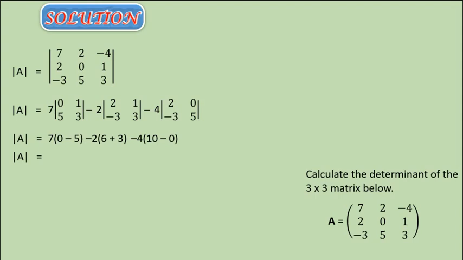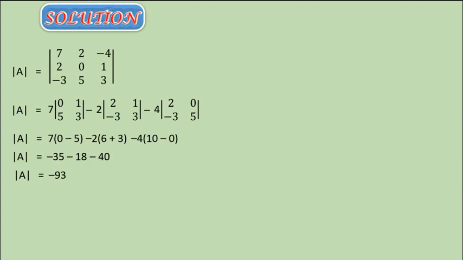That will give us minus 35. Then 9 times minus 2, minus 18. And then 10 times minus 2, minus 40. Now, put everything together. You are going to have your final answer as minus 93. So the determinant of that matrix is minus 93. So now that gives us that one. Now we're going to go to the next slide to continue our presentation.